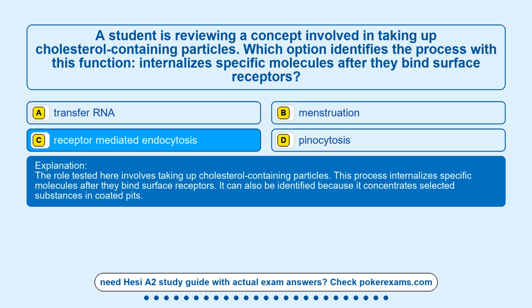The role tested here involves taking up cholesterol-containing particles. This process internalizes specific molecules after they bind surface receptors. It can also be identified because it concentrates selected substances in coated pits.